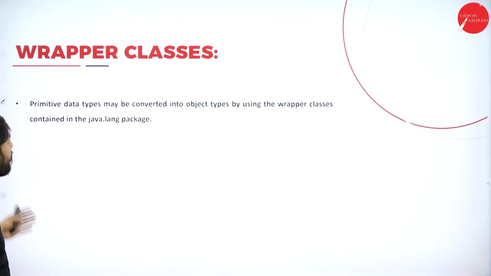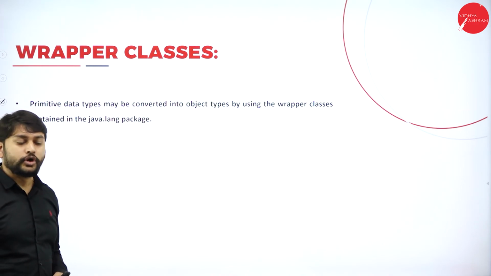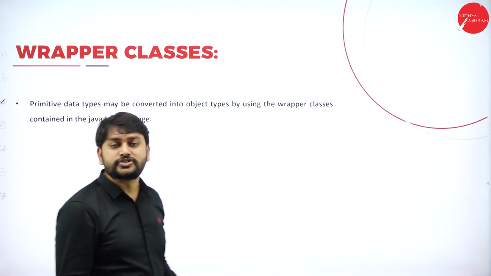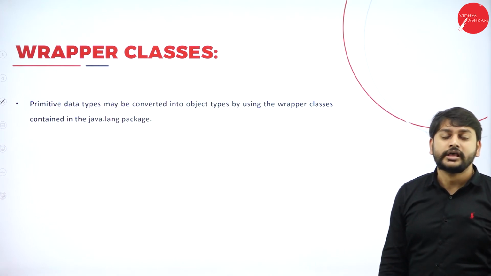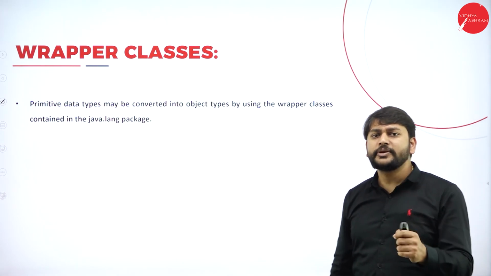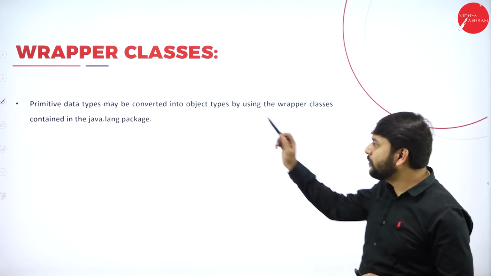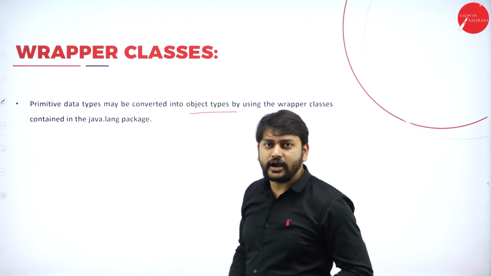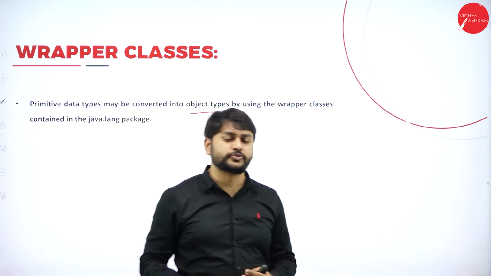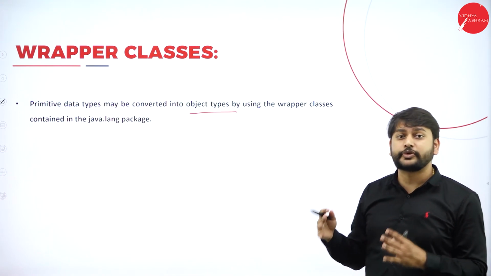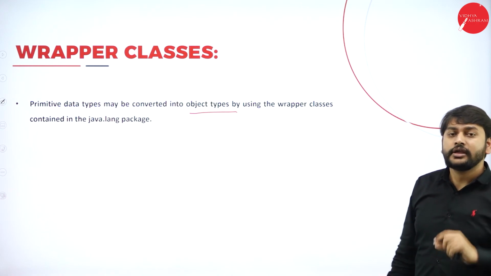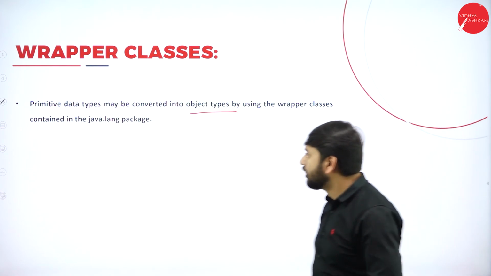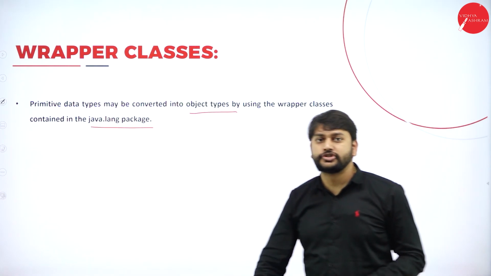So fine. Moving forward, I have wrapper classes. What exactly are wrapper classes all about? Please understand, primitive data types may be converted into object types. Primitive data types are basic data types: int, float, character. All those things I will call primitive data types. I need to convert them into object types with the help of wrapper classes, which are stored in the package called java.lang package. That's what you need to understand.